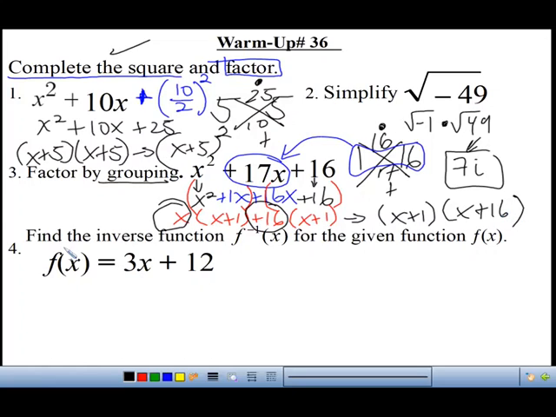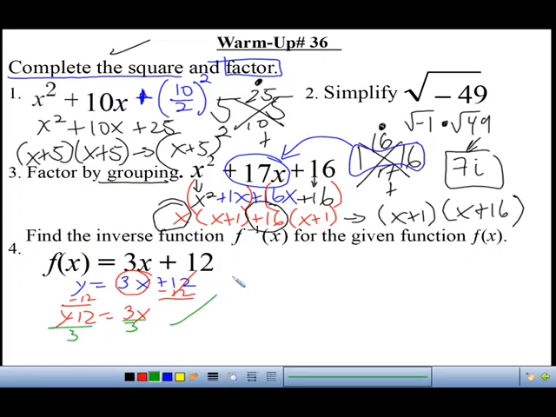All right, last but not least, find the inverse function of f of x. So first thing, we change it to y form. So this is y equals 3x plus 12. Next step, we solve for x. So I need to leave x by itself. So I subtract 12, subtract 12. I end up with y minus 12 equals 3x. And last, to leave x by itself, I divide by 3, divide by 3.